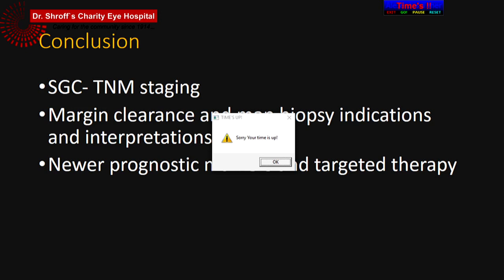So to conclude, staging, good documentation, trying to stage the tumor is very important in these patients. And whenever margin clearance and map biopsy, we need to understand where it is indicated and choose it accordingly. And newer prognostic markers as well as targeted therapy are probably going to come up in the future to help us better manage these patients.